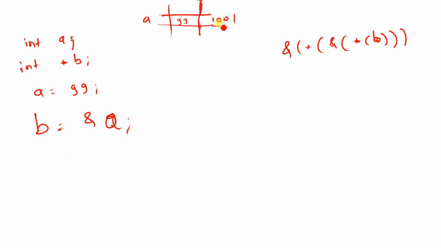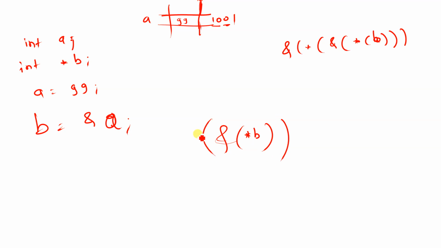Now what does B consist of? B consists of the address 1001. So when you do star B, it will print what? It will print 99, because star B means the value pointed by 1001. Now if you apply ampersand here, this ampersand is being applied to what? It is being applied to 99. It means, what is the address of 99? The address of 99 is 1001. So this line will print the memory address 1001.